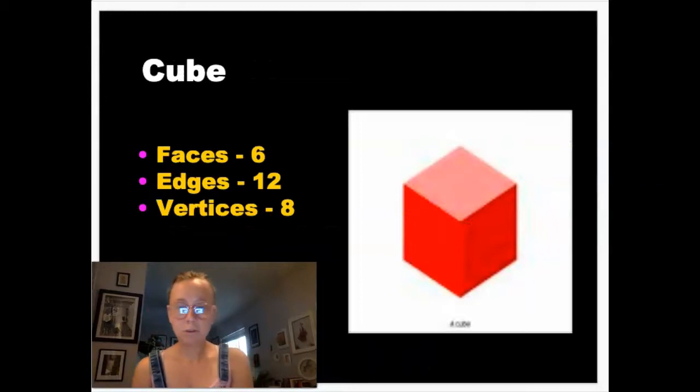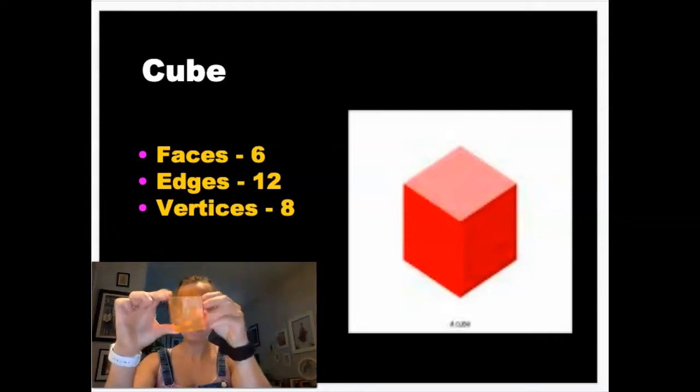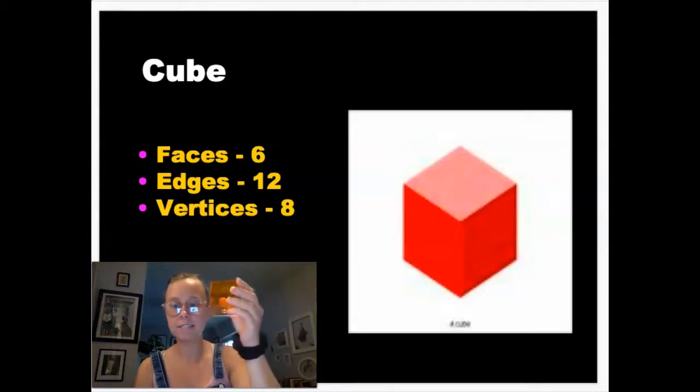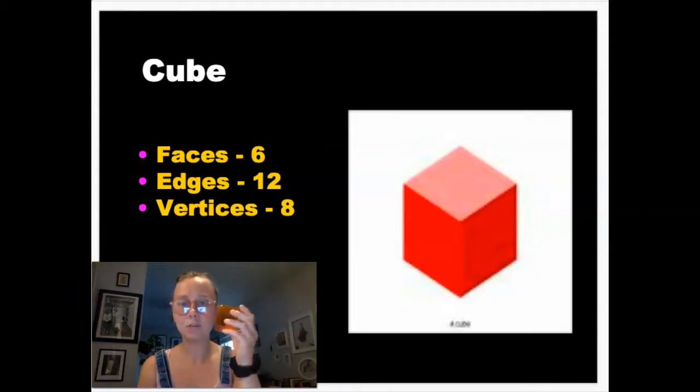All right, so the first one we're going to talk about is a cube. A cube has 6 faces, 12 edges, and 8 vertices. When we're talking about cubes, remember that the faces on all sides have to be a square. So when you see a shape that looks like a perfect box with square faces, that is a cube.